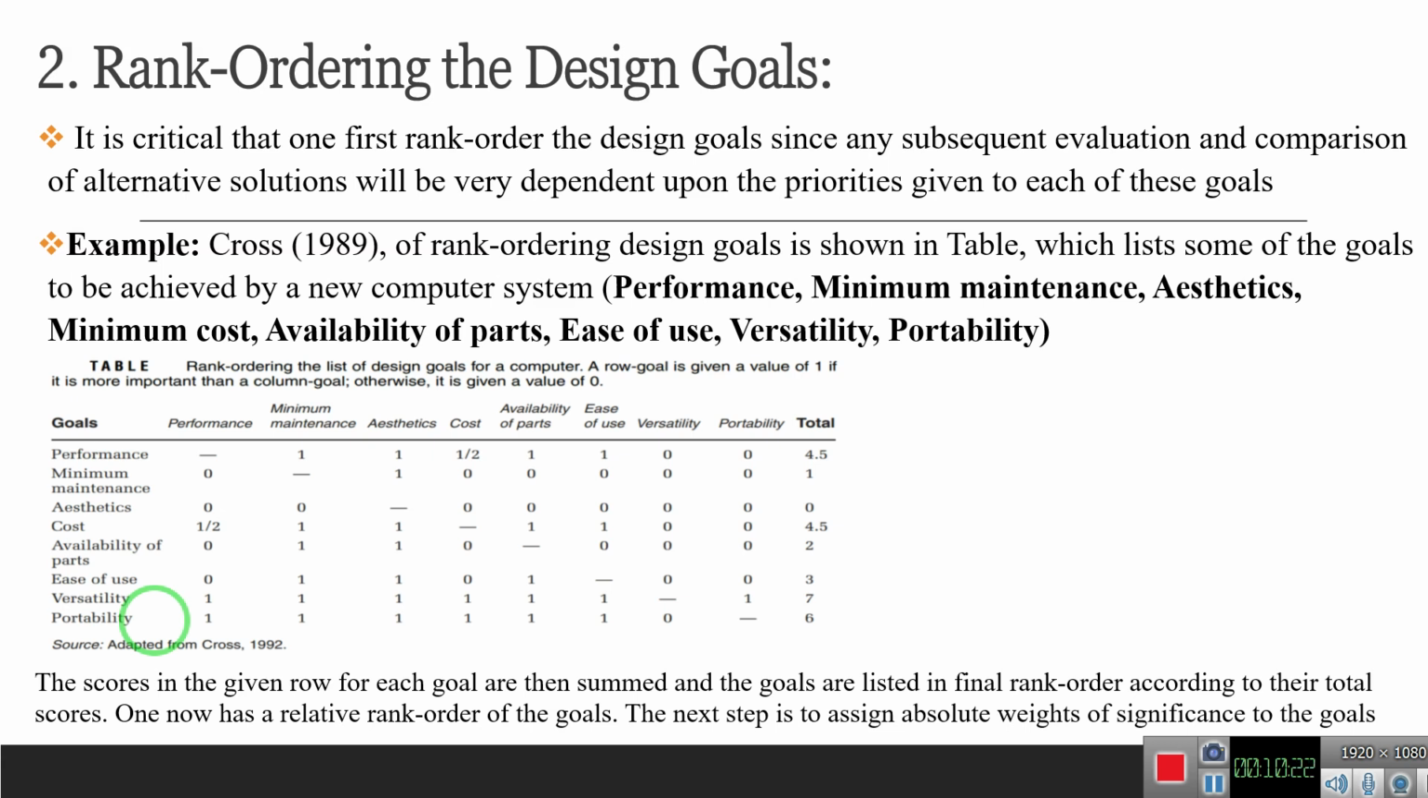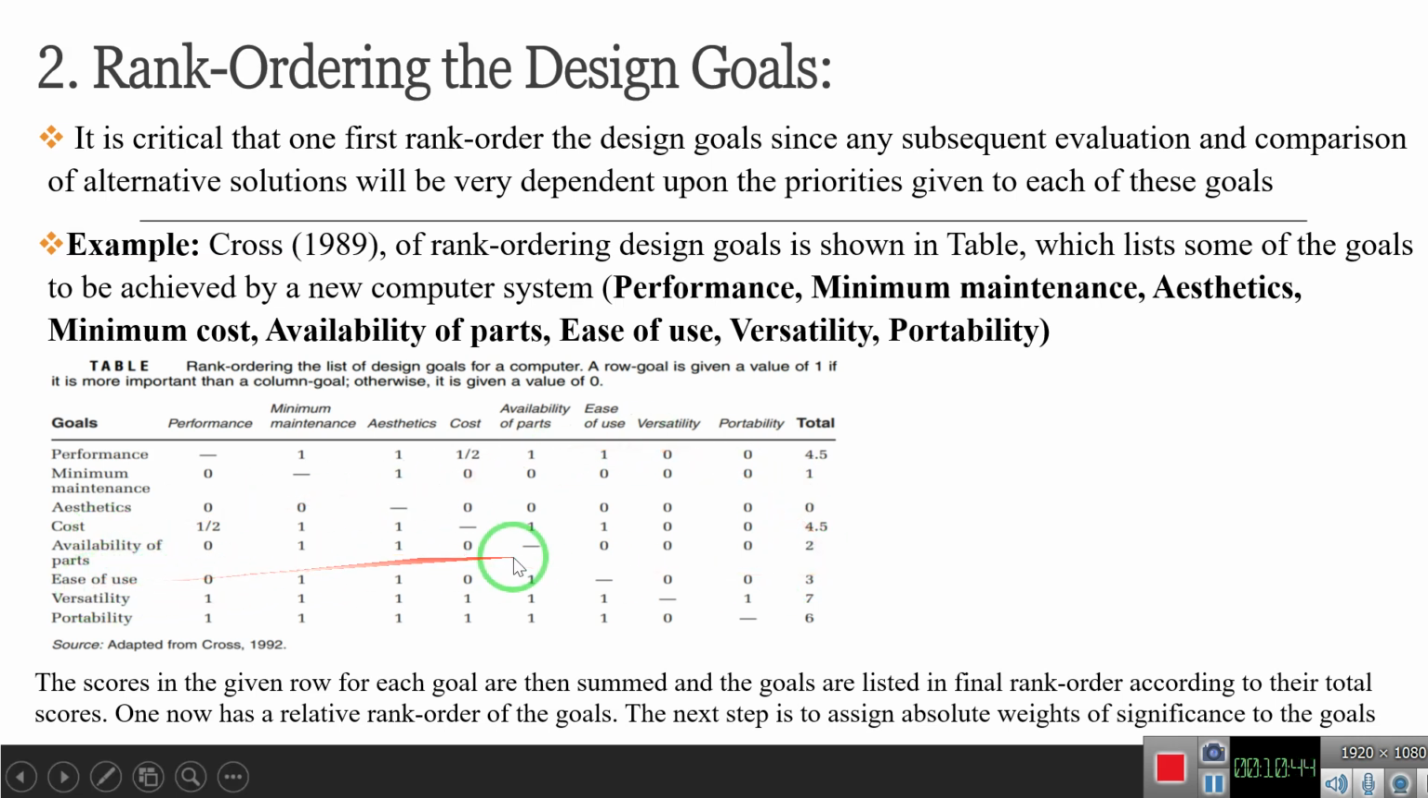Versatility we call. So first rank goes to that one. Next 6. What is that? Portability means its size. It should be carried everywhere. Next we got 4.5, 4.5. What are there? Performance and cost. They come into the third and fourth rank.